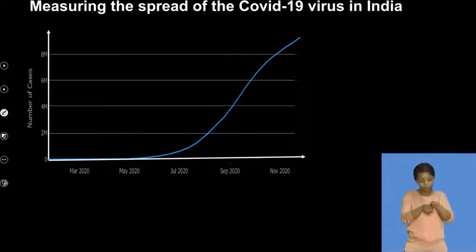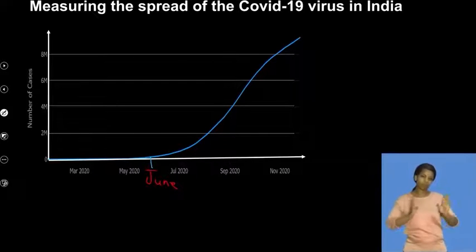Now, if we look at some graphs, this is a graph that shows the spread of COVID-19 virus in India. Now, this was between the months March 2020 and November 2020. Now, if you look at this, between March 2020, or between the 0 there and roughly June here, because that will be June there. So between that and June here, you can see that it looks like there is no growth or there is no change whatsoever.